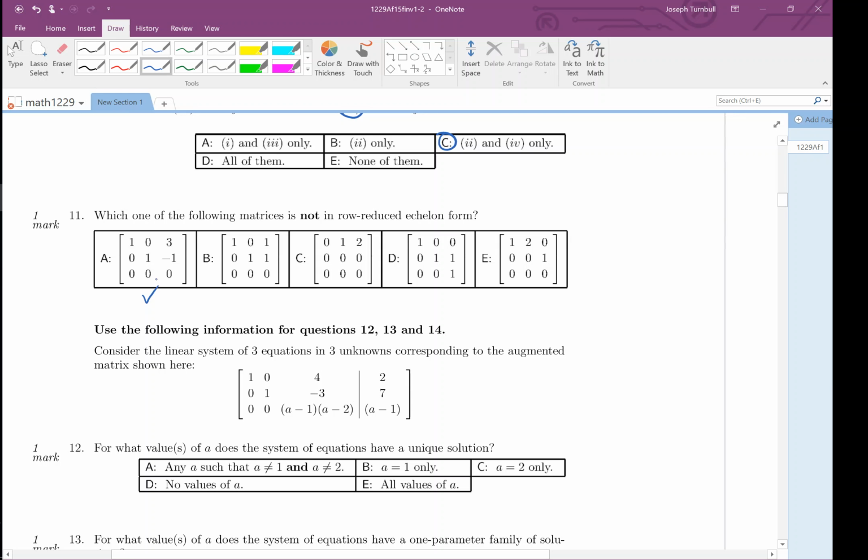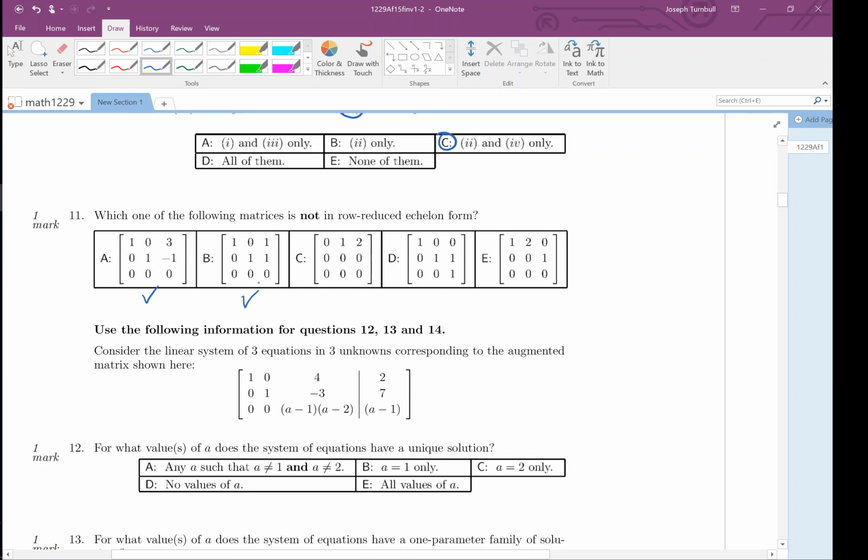Okay, next one, it's the exact same issue. There's no leading 1 in the bottom right. We can't get rid of the 1 in row 2 or the 1 in row 1 in that third column. Those are going to stay. You can't fix it. You can't make it better. If you can't further row reduce it, then it means it's fully row reduced.